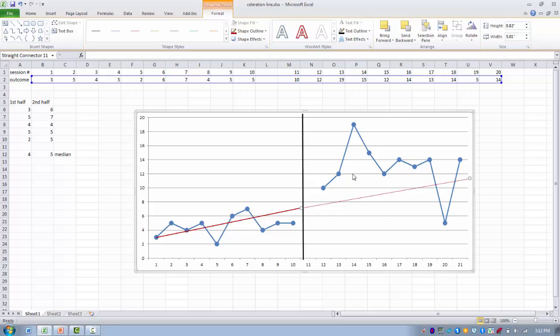There are 9 data points above the acceleration line or split middle line and 1 below it. It's not 50-50. So what I would be able to conclude then is that the treatment created a significant change in the outcome, because I'm not seeing the same trend from the baseline phase in the treatment phase. And so I can conclude that the treatment appeared to have an effect, and it appears to be creating some meaningful change.